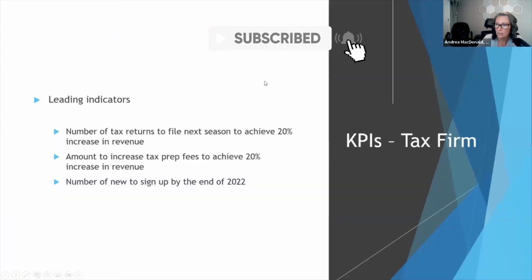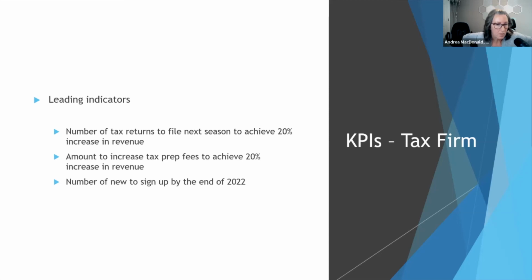All right. So let's talk about some leading indicators for this imaginary tax firm that I've created. We know we want to increase revenue 20%. I'm just going to say that it's 20% over last season's revenue. For this example, we're just going to talk about January through April, just to keep it simple. So some leading indicators would be to know before I head into tax season, how many tax returns I have to file to achieve a 20% increase in revenue.